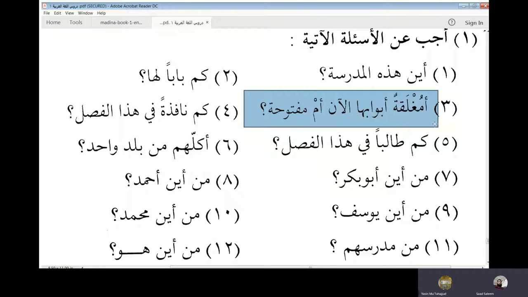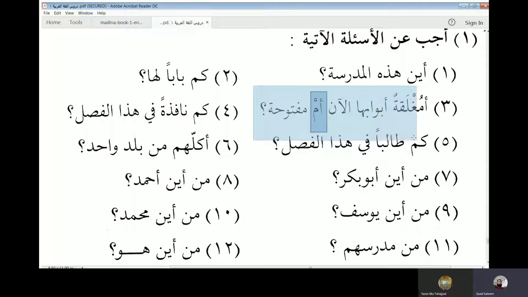Are the doors closed now or open? Am means or, O-R, or. Are its doors open at the moment or closed? Are the doors closed or open at the moment? Then you answer this question, telling us whether the doors are open. Okay, I got it.